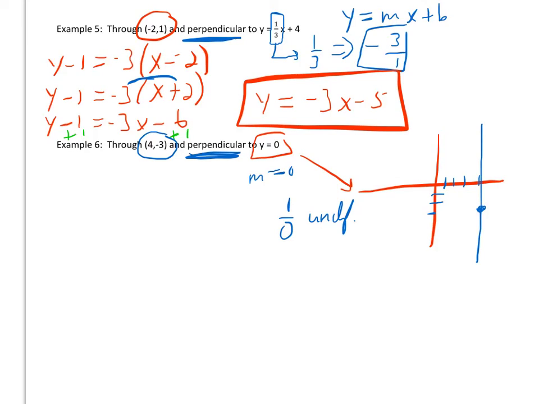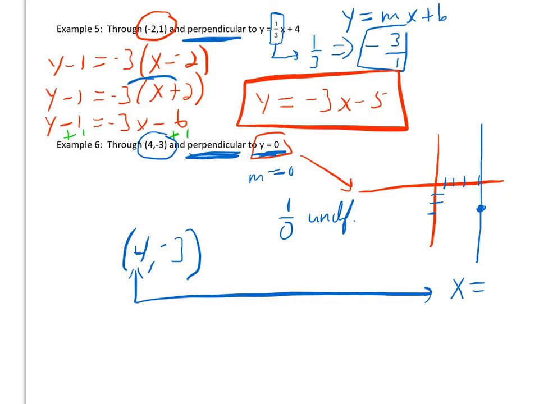And the question remains, what does that equation look like? Well, we said that horizontal lines have the form y equals something, vertical lines have the form x equals something. And since it goes through this point, which is 4, -3, the x value must be the same in our equation, 4. If you look at the number line above, it does go through 4 on the x-axis. So this is our equation of a line that is perpendicular to a horizontal line. And this ends lesson 1.6, part 3.